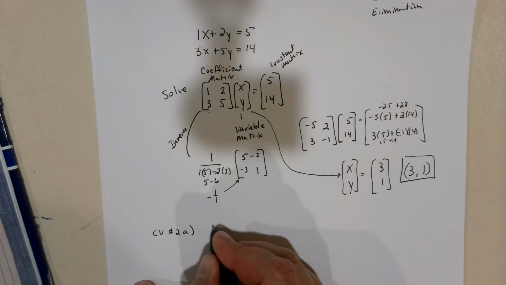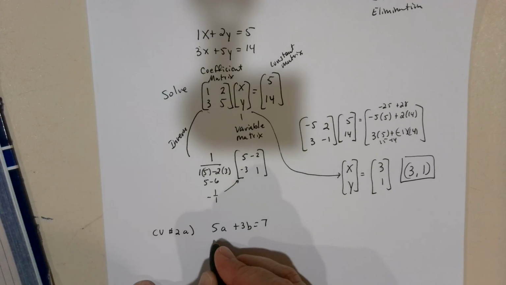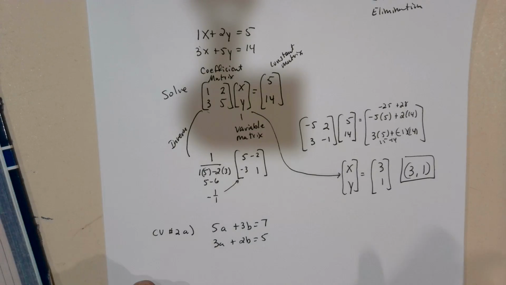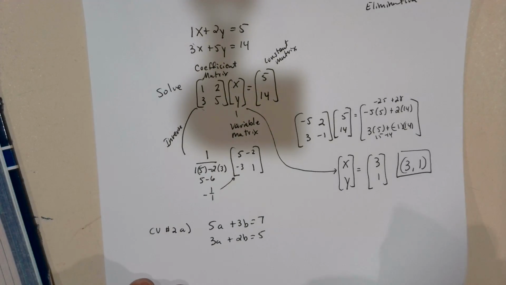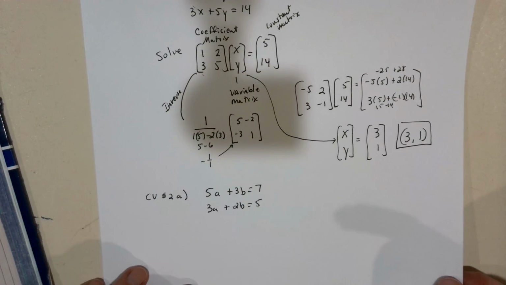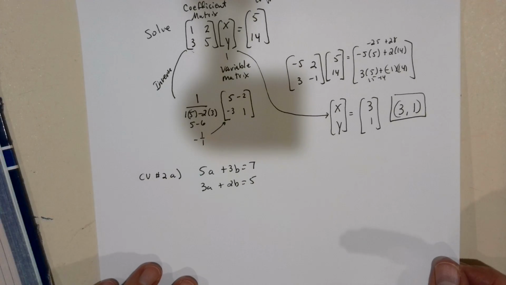So we have 5A plus 3B equals 7, and 3A plus 2B equals 5. I'd like for you to pause the video and see if you can solve the system using inverse matrices, and then turn the video back on and check your work.